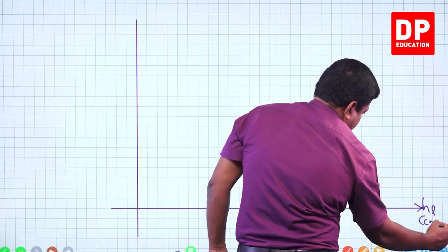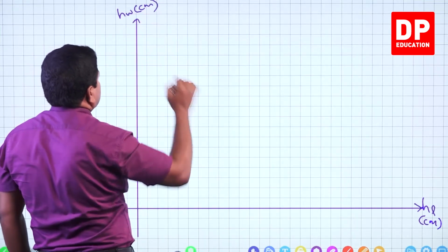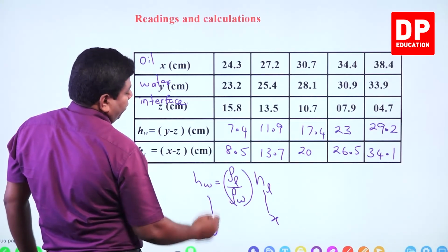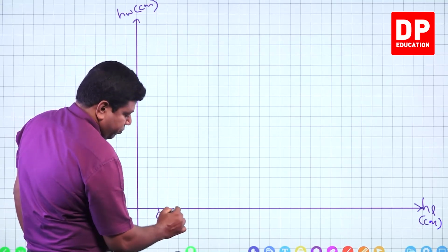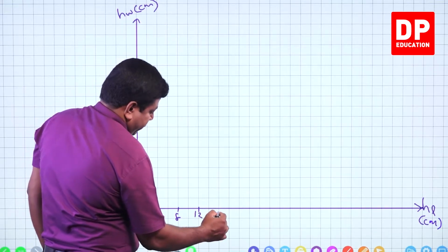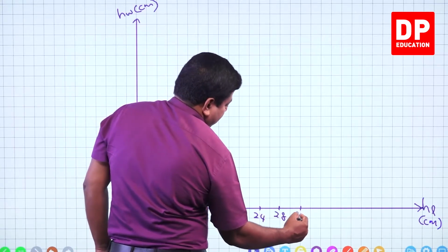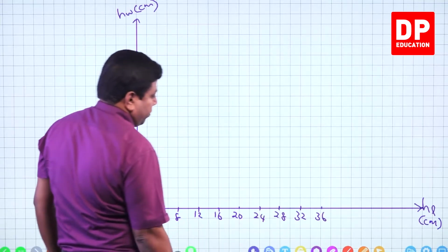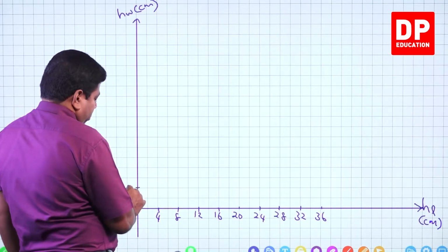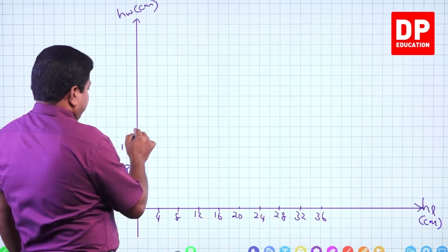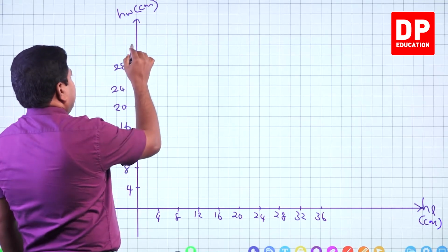HL in centimeters on the x-axis, HW in centimeters on the y-axis. HL you need up to 34.1: 4, 8, 12, 16, 20, 24, 28, 32, 36. HW has to be up to 29.2: 4, 8, 12, 16, 20, 24, 28, 32.